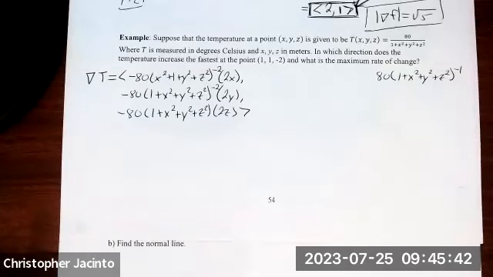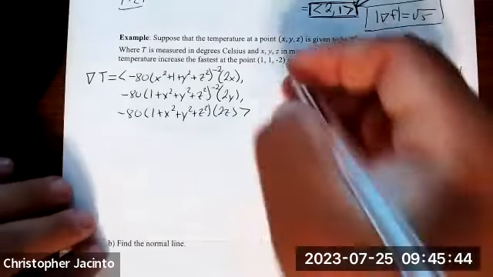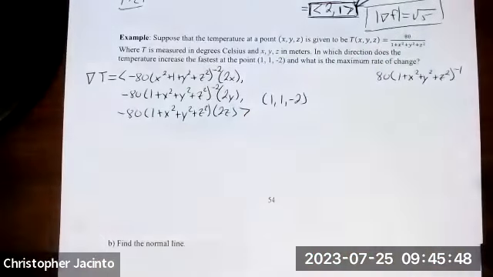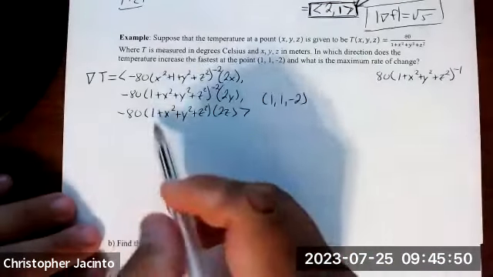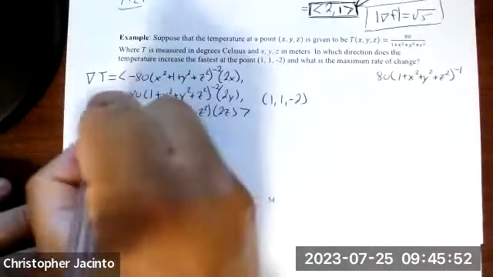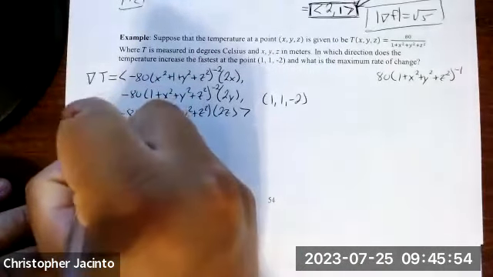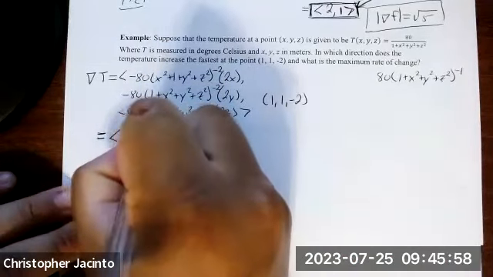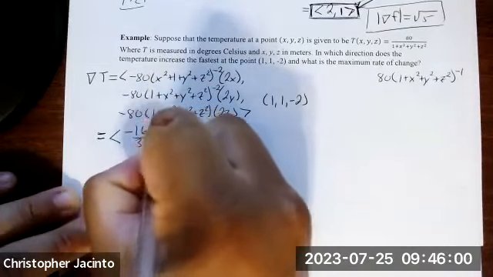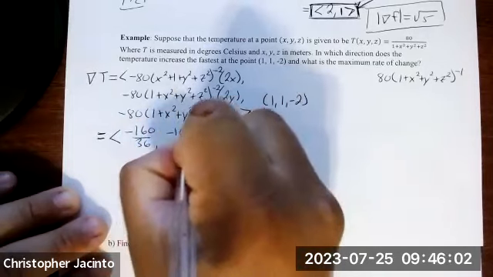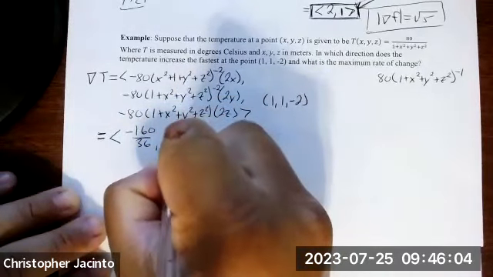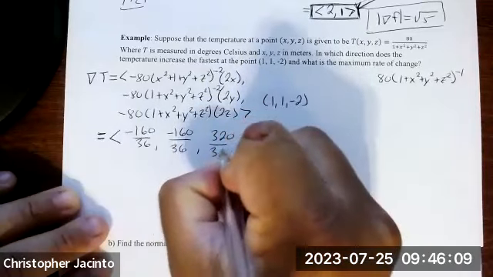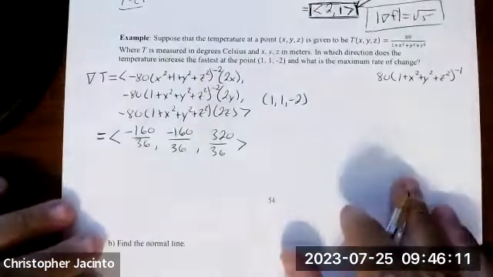Okay, so now we have that. So now all we're going to do is plug in the point (1, 1, -2) for x, y, and z. And hopefully, if you believe my math, I get this.